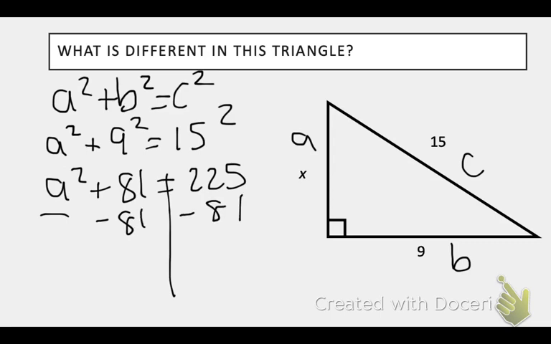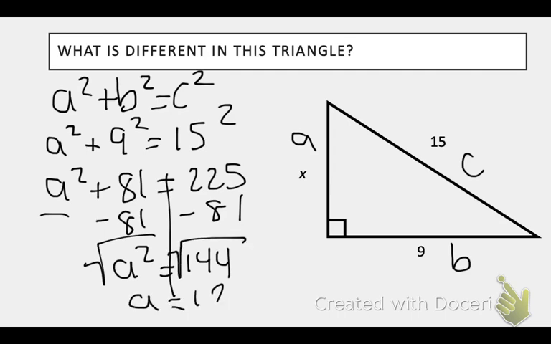And I'm going to get 144. So A squared equals 144. Take the square root of both sides, and you should know that a is 12. Square root of 144 is 12. All right, so again, that still leaves the hypotenuse as the longest side, and then if I add 12 plus 9, I get 21, and 15 is smaller than that.